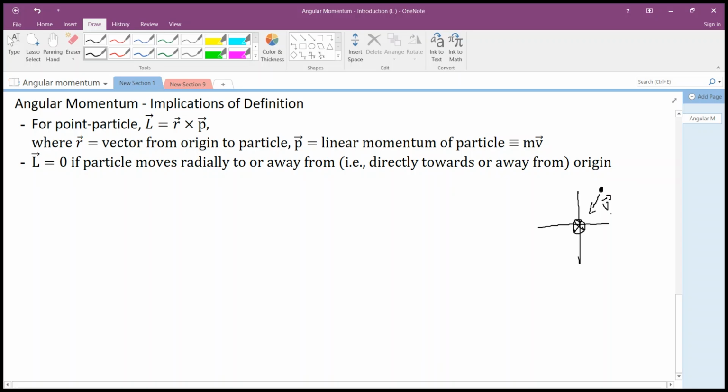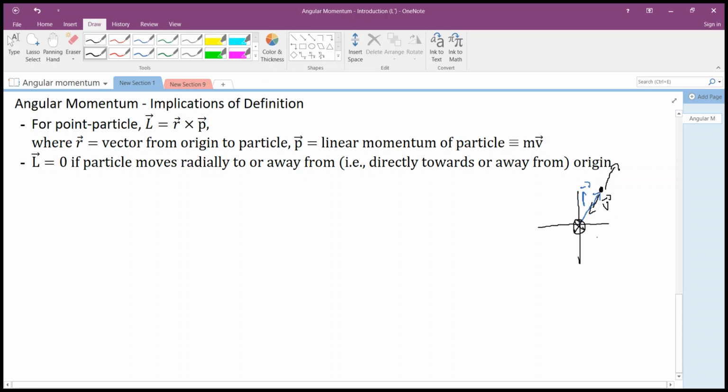See the following scenario. I have a particle moving directly towards the origin. Its r vector is as follows. As you can see, r and v are parallel, or technically anti-parallel. So when you take the cross product of these vectors, you will get zero. Remembering, of course, that v will be in the same direction as p, the linear momentum, since p is just mass times velocity. This means then that the angular momentum is zero for this particle moving directly towards the origin. And the same thing would result if it was moving directly away from the origin.